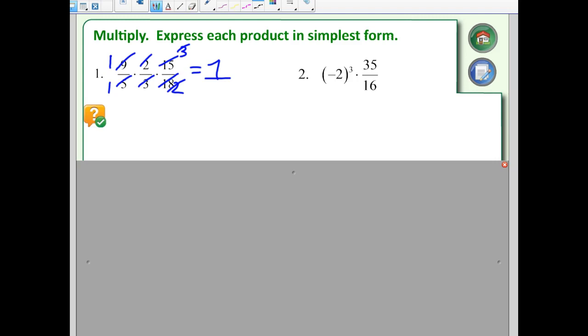If I look at number 2, what should I do first? That's right, I reminded you, PEMDAS rules the day, so we should take care of exponents first. Does anybody remember what negative 2 cubed is? Great job, that's negative 8.